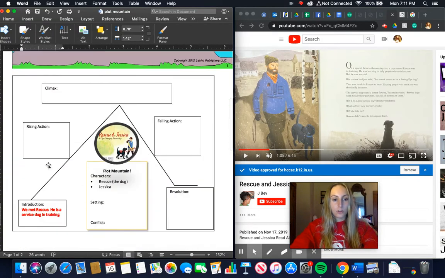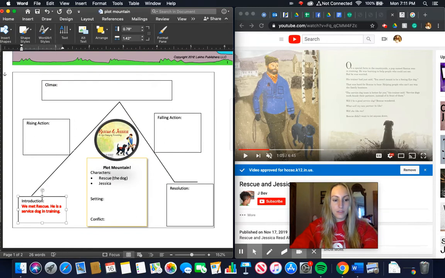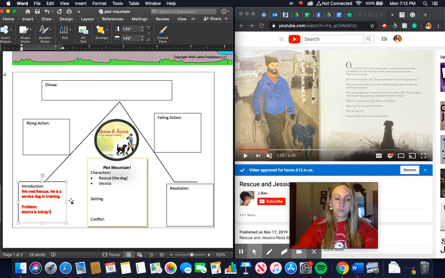Now, what is our problem? We can put that in the introduction here. Problem. Well, Jessica is losing her leg. So she is worried that she won't be able to walk properly.